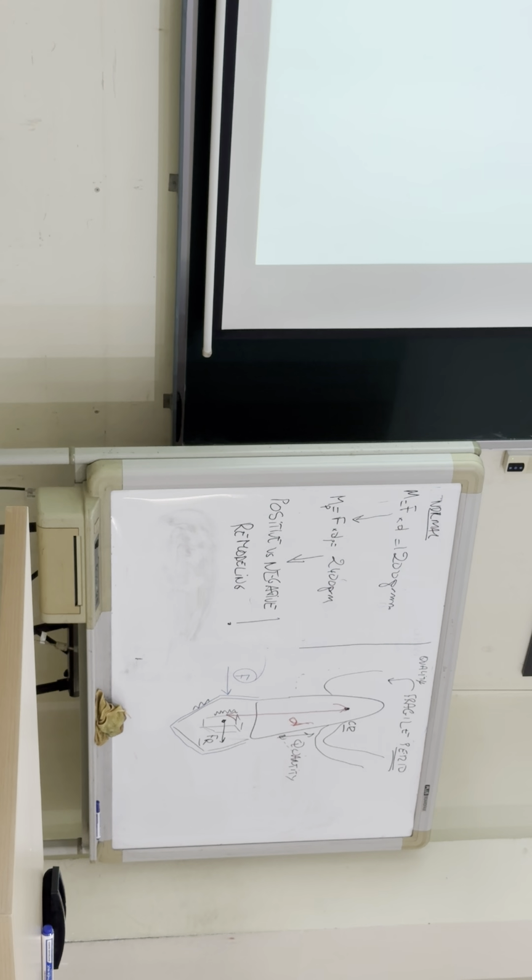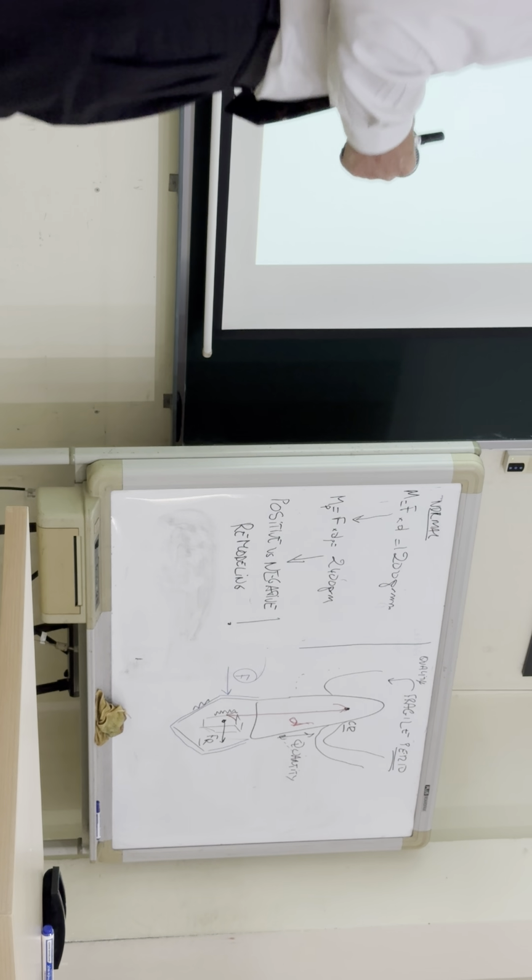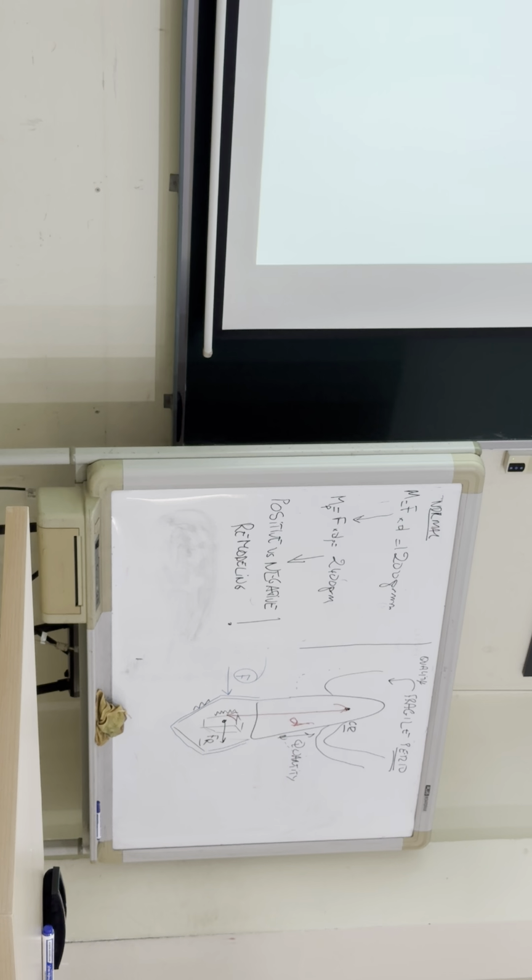So the immediate question is, if we're using braces, we're going to be using a thinner wire. We're going to use a smaller wire, we're going to use TMA instead of steel, or nitinol instead of TMA. How do we reduce the forces with aligners? You're supposed to use a rectangular one.